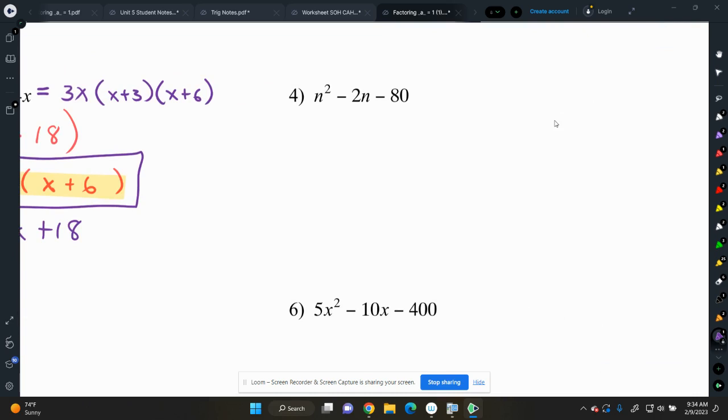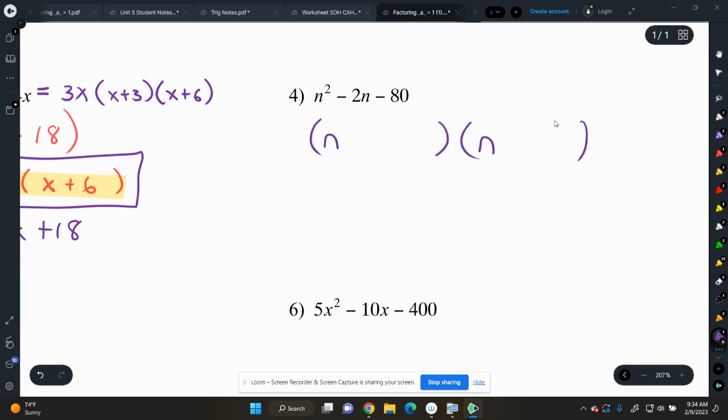Okay, how about number 4, Shayna? You want me to tell you what I got? Sure. I got x plus 8, and then x minus 10. Okay. Make sure you remember it's n, not x, but that's okay, right? x plus 8, x minus 10. So after you do it, double check, right? Positive 8 times negative 10 is negative 80, so we're good. Positive 8 plus negative 10 equals negative 2, so that's good. Perfect. All right.